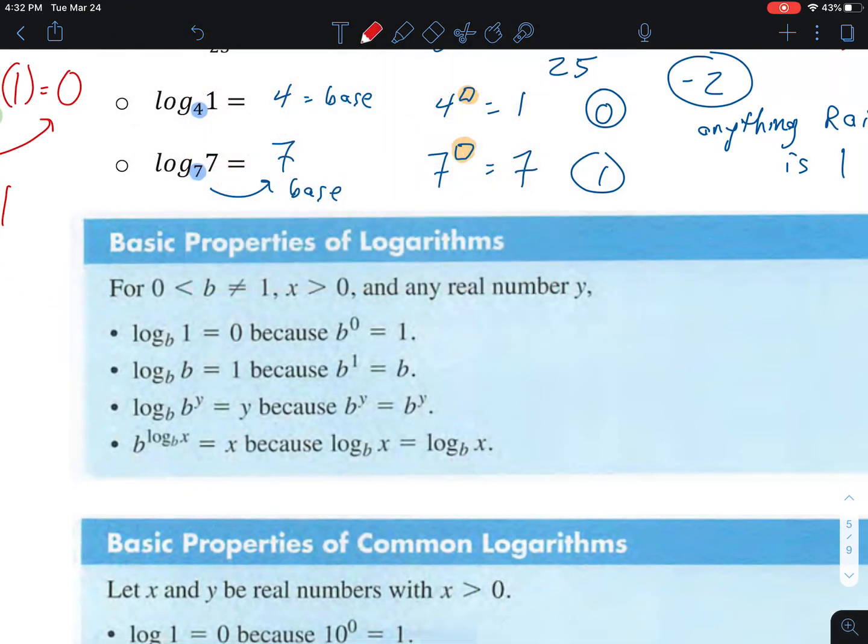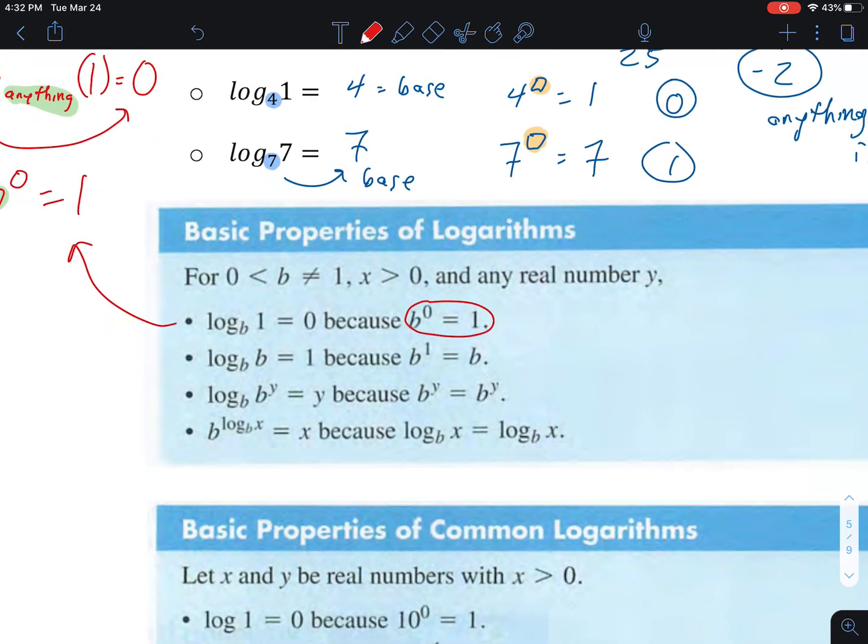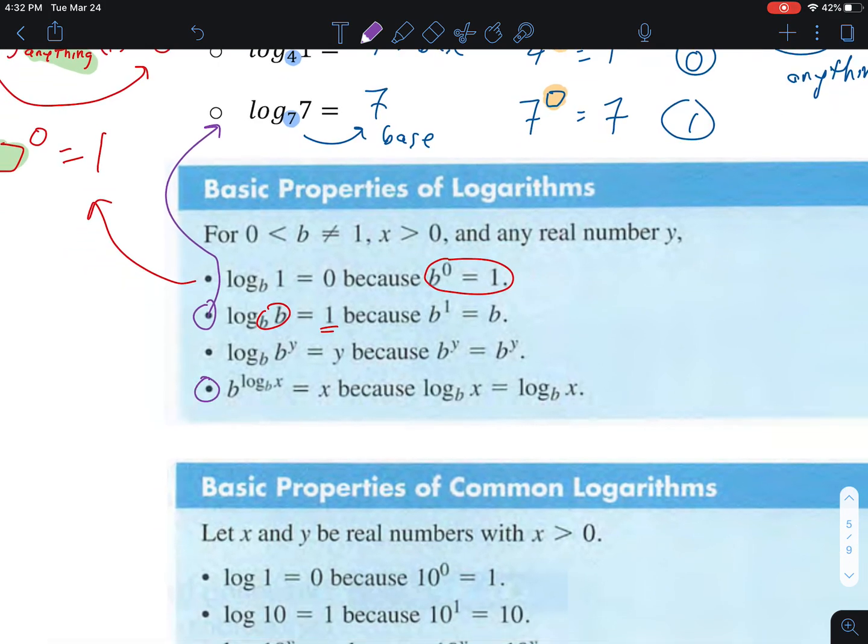Right, and you can kind of see here, this is explained out. Log base b of 1 is equal to 0 because b raised to the 0 is 1. That's exactly what I said up here. Log base b of b, if these are the same, my answer is 1. And that's exactly from this example. And then the other two are just from the examples we did. This one's a little bit weird. I'll talk about that a little bit later.